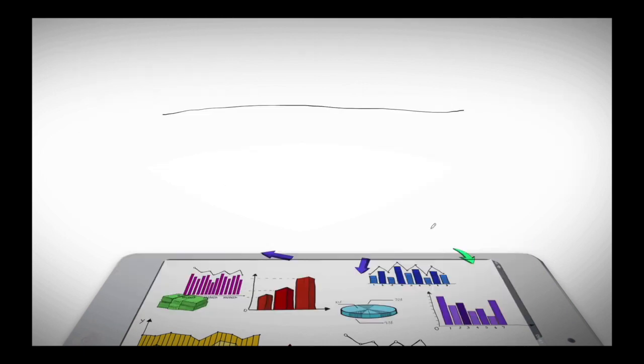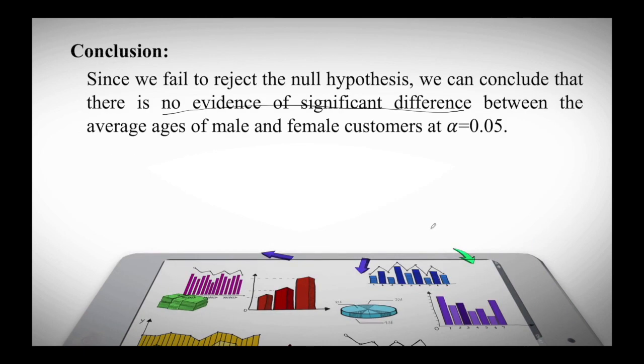Just like again on our conclusion, ulitin ko ulit, since we fail to reject the null hypothesis, we can conclude that there is no evidence of significant difference between the average ages of male and female customers at alpha level 0.05. Therefore, sa madaling salita, halos pareho lang po, walang pinagkaiba yung mga edad ng customers nila, lalaki man yan or mapababae man yan. At alpha level 0.05, we are always having this alpha level sa ating conclusion dahil may possibility na magbago po ito, yung ating magiging conclusion, depende sa alpha na gamit natin.